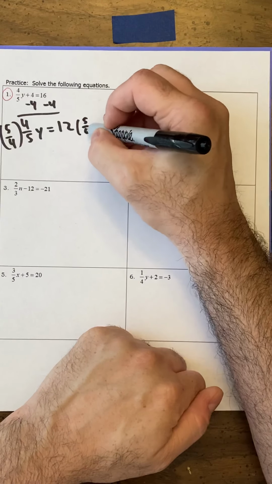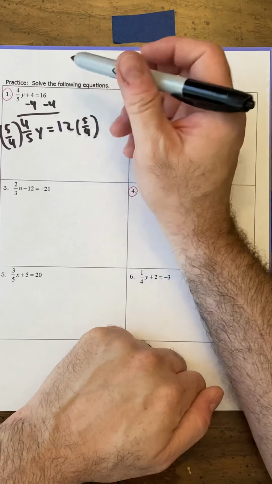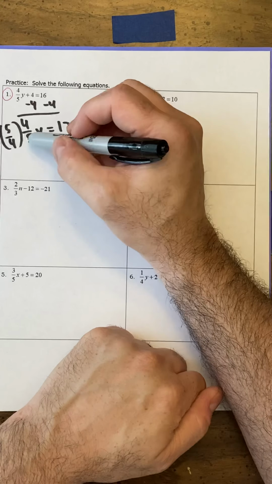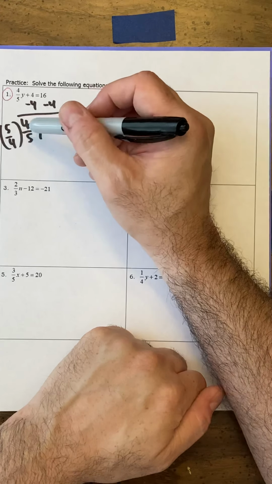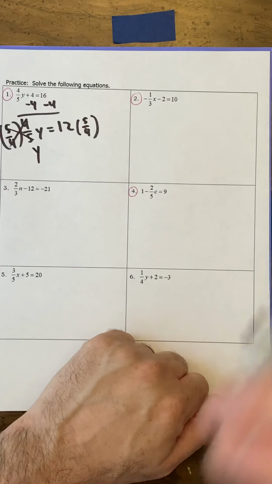5/4 on this side, 5/4 on this side. This will cancel out. Why? 5 times 4 is 20. 4 times 5 is 20. 20 divided by 20 is 1. This is essentially a 1, and you just get y on this side.